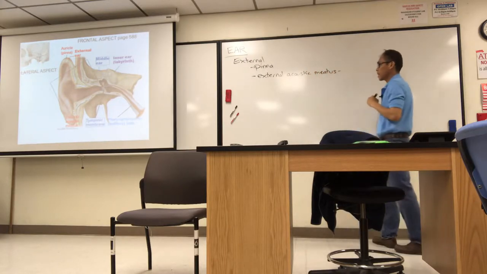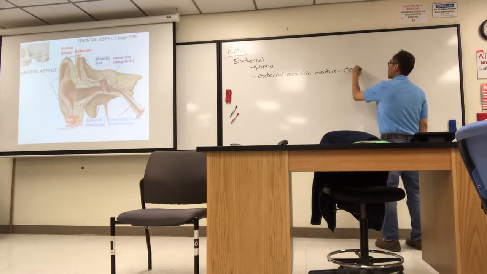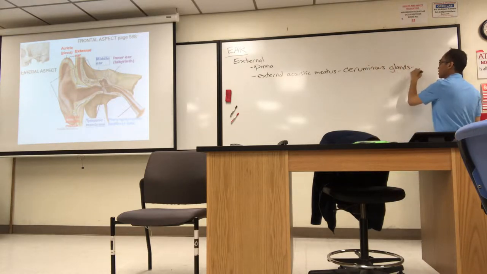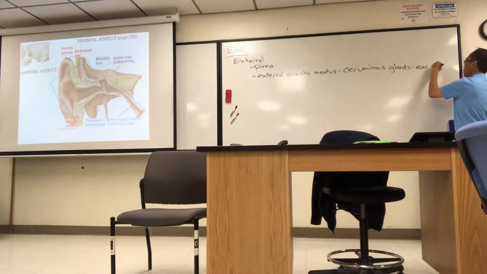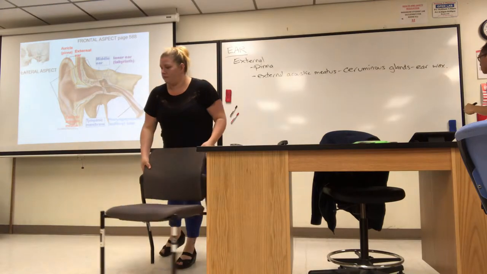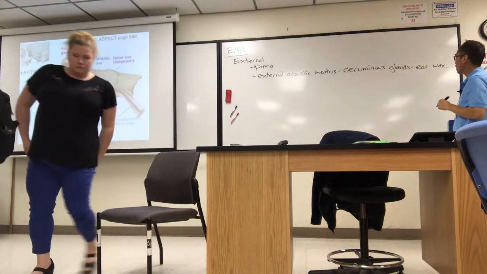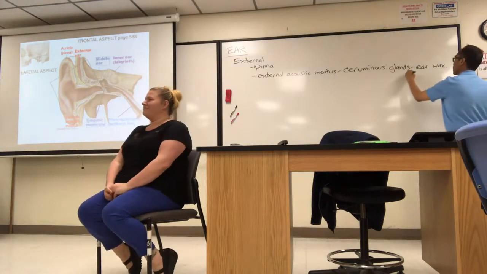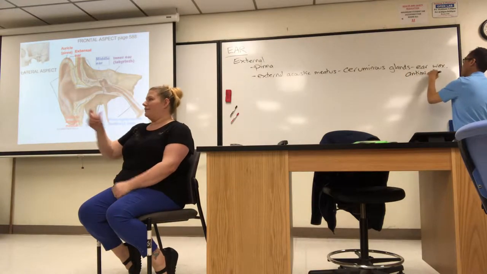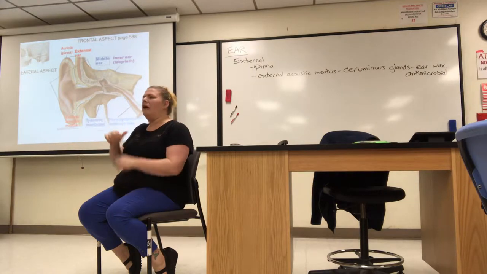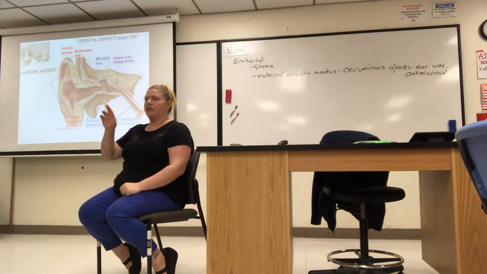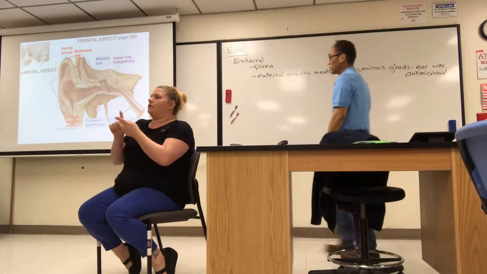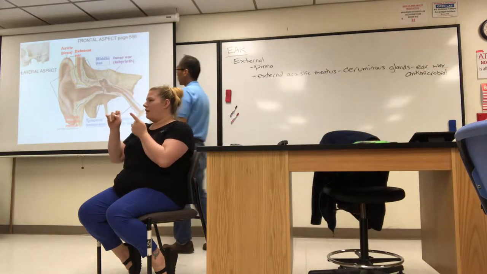The external acoustic meatus has ceruminous glands. Well, basically, cerumen is earwax. So earwax is basically antimicrobial, helps keep the bugs out of your ear. And that passageway, the external acoustic meatus, leads up to what's commonly known as your eardrum or tympanic membrane, which is the partition between the external ear and what's called the middle ear.